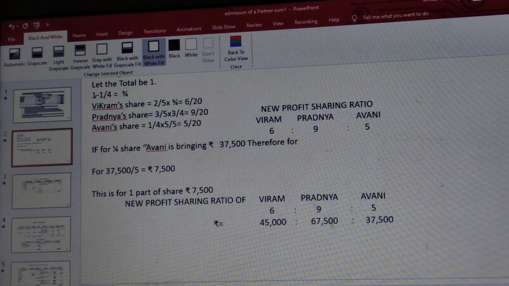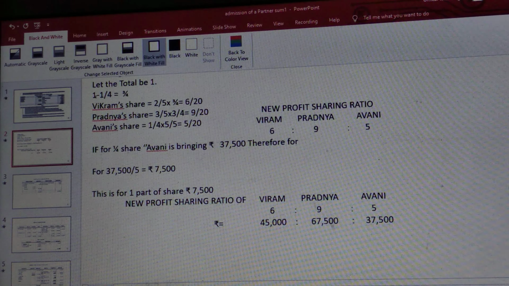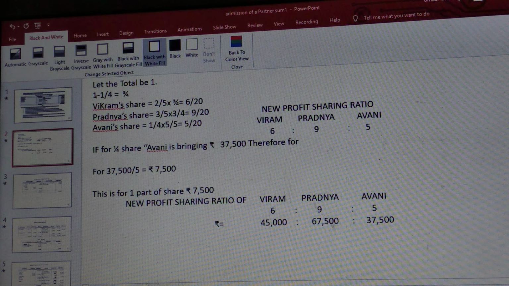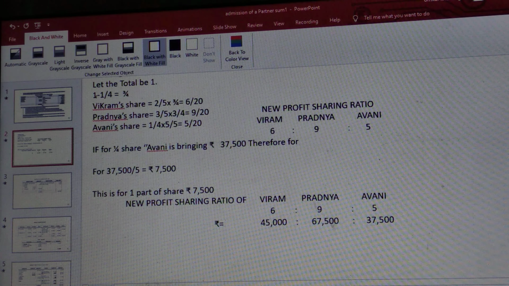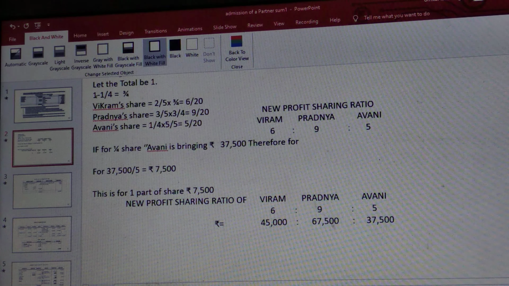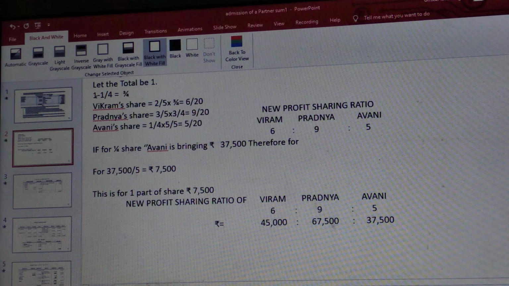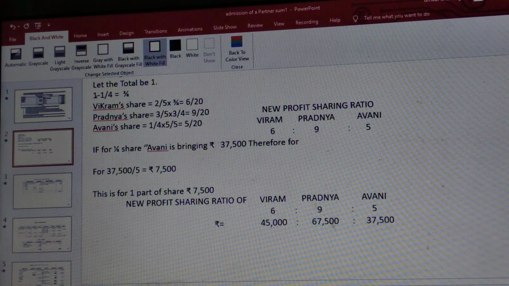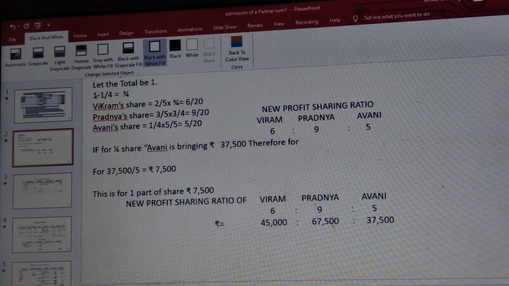Now Avni's share is how much? How much is he going to share in future profits? He is going to share 1/4. But the denominator here is 4, so we will have to make it 20. To make it 20, by what number will we multiply? We will multiply it by 5. So we keep numerator and denominator the same. So 1/4 into 5/5 will come to 5/20. Is it clear? So now see, 6 plus 9 plus 5, the total comes to 20.